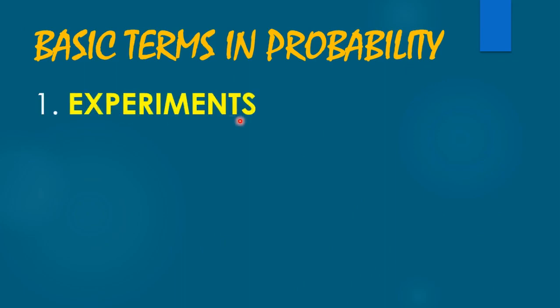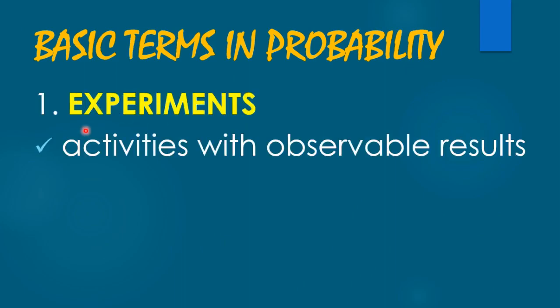First, experiments. Experiments are the activities with observable results. For example, tossing a coin, rolling a die, spinning a spinner, picking a marble or ball from a given container or jar.